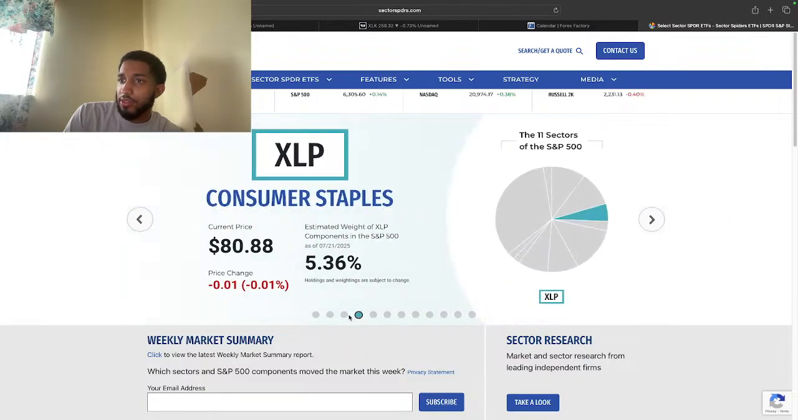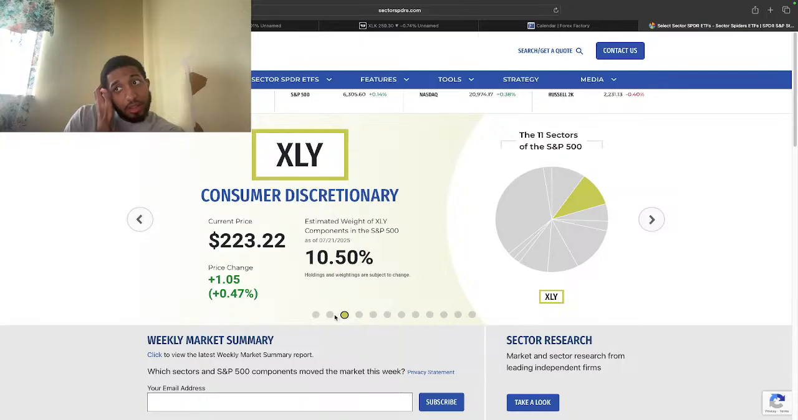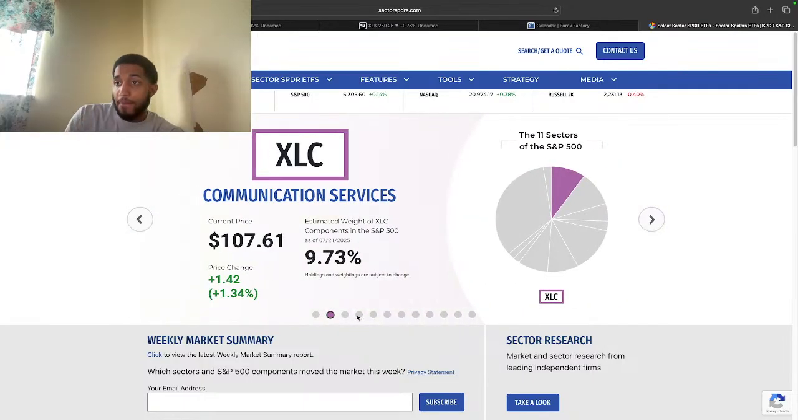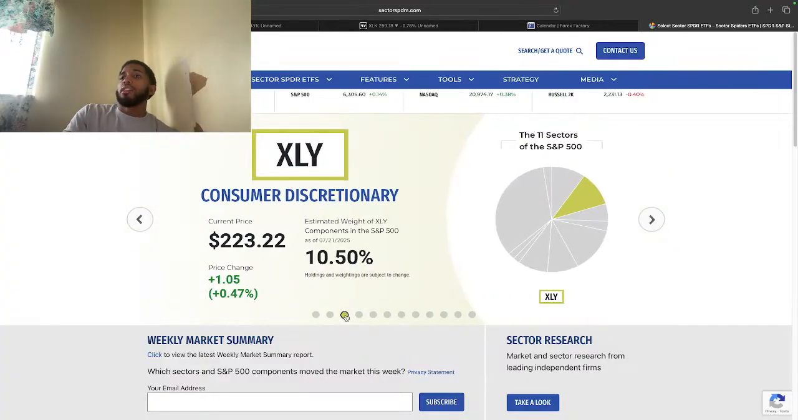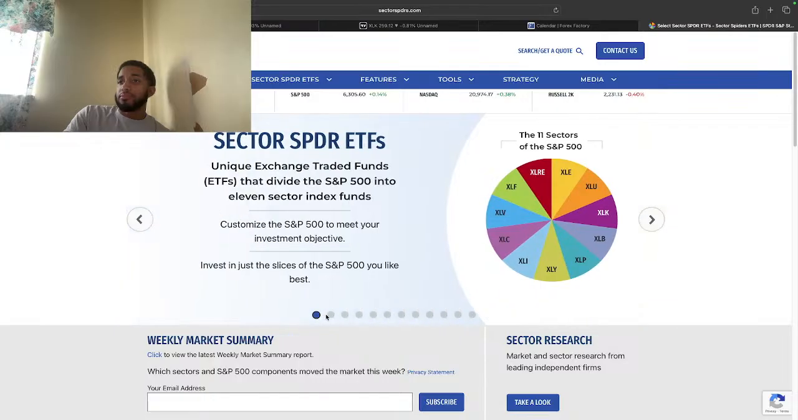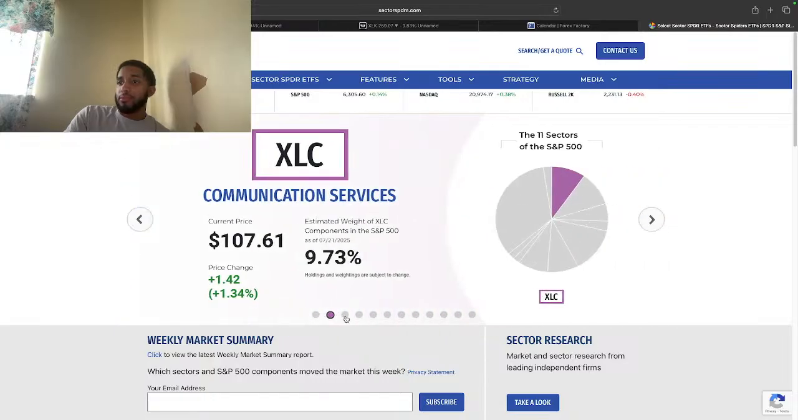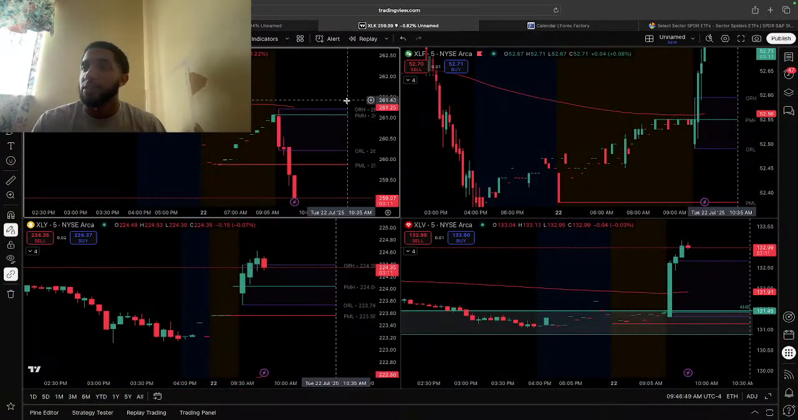Then you have financials, which I think is right here. Financials. Then you have XLY. And then I would say XLC, but I really don't look at XLC. I look at XLV, even though XLC is bigger than XLV. I guess I should be looking at that. But right here on this chart is everything I see.